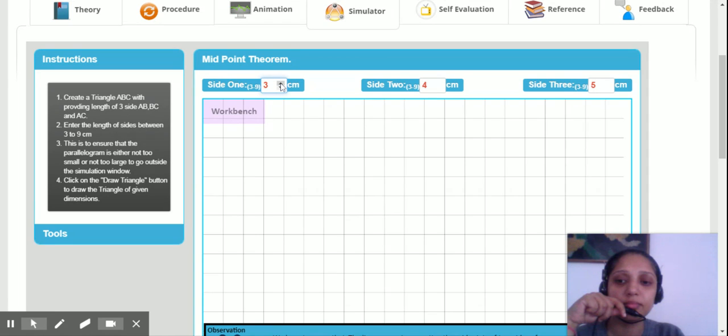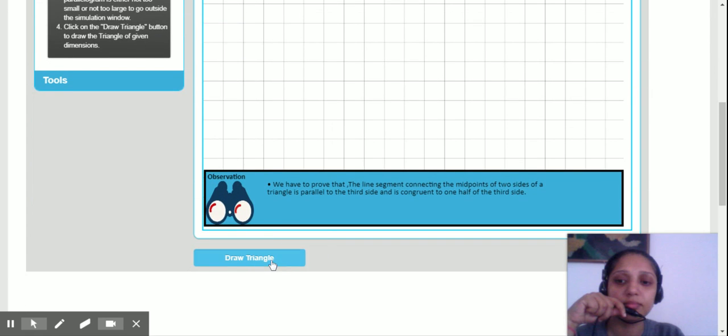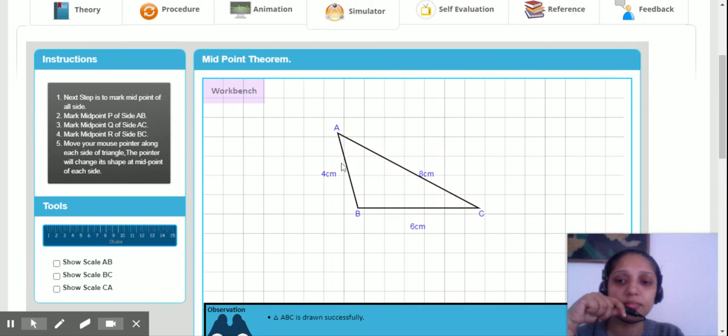So I'm going to select sides which are even numbers. The first side I'm taking is 4 centimeters, the second side 6 centimeters, and the third side 8 centimeters. I'm doing this just so that it is easier for us to find the midpoints. So we're going to draw the triangle. Now you can see my triangle has been made. Side AB is 4 centimeters, side BC is 6 centimeters, and side AC is 8 centimeters.